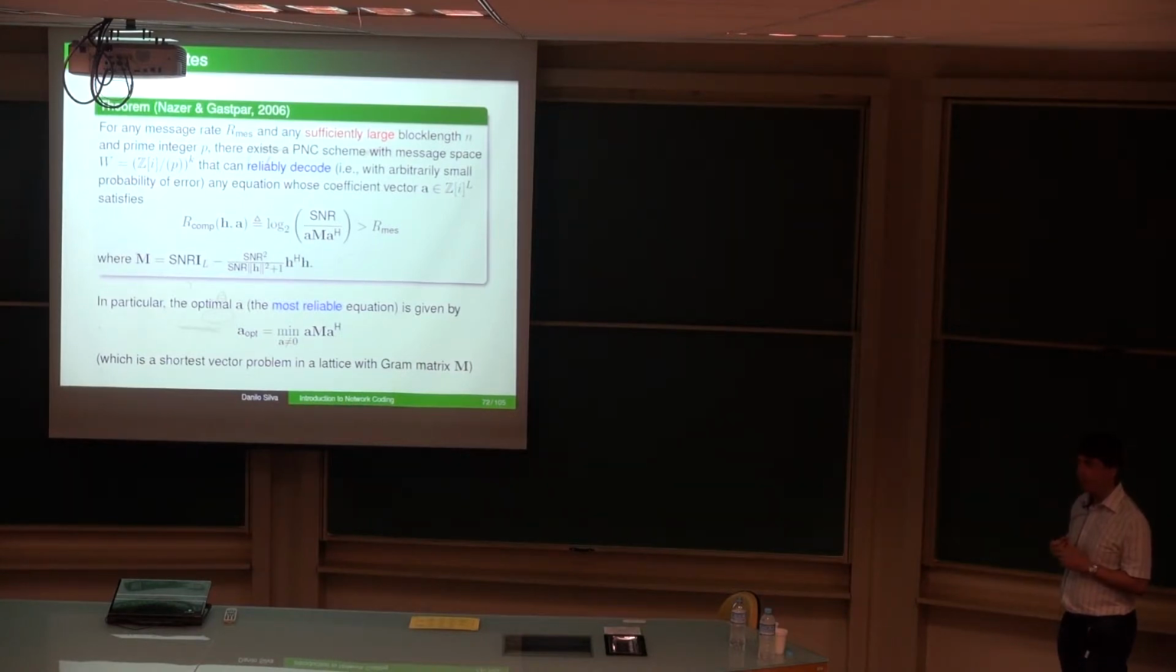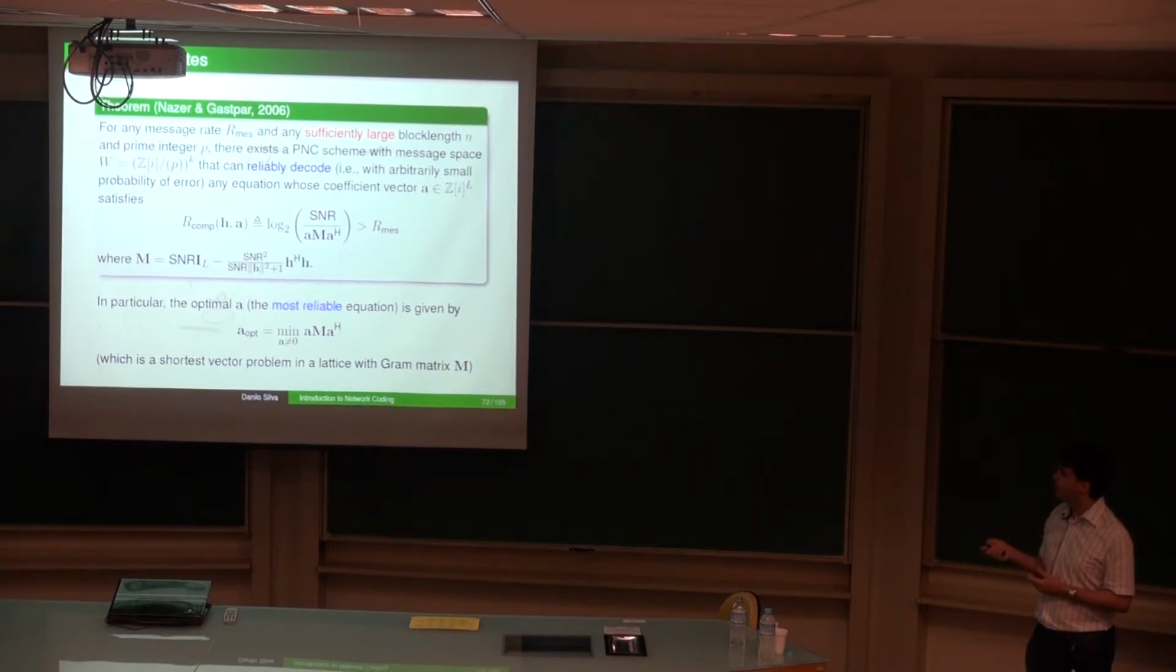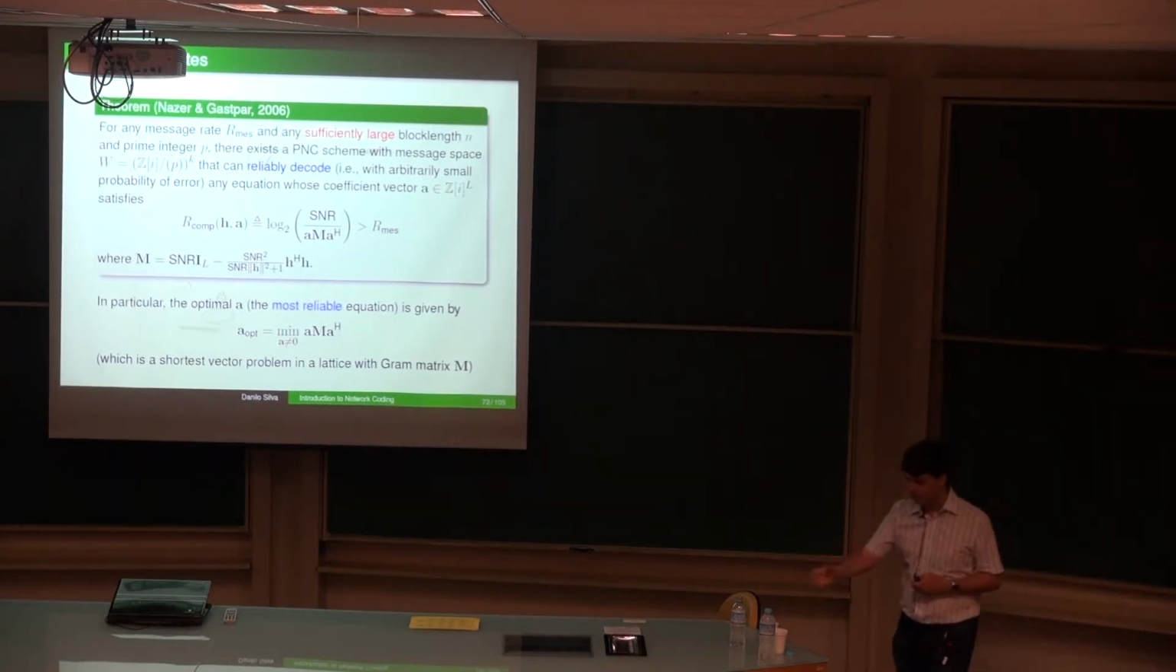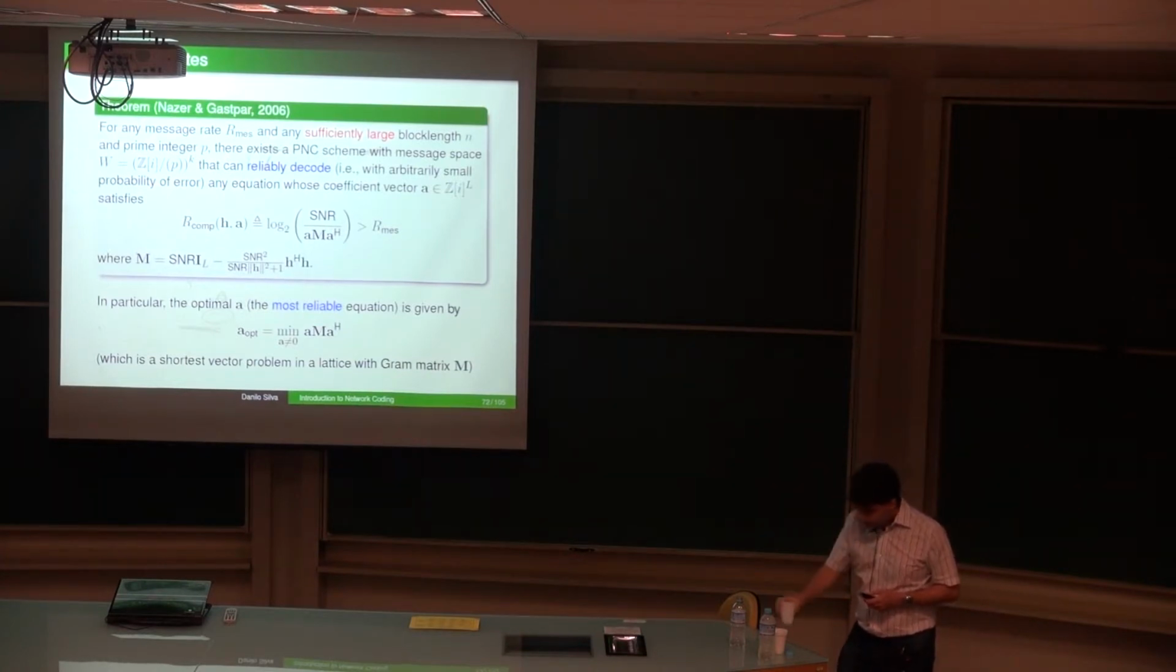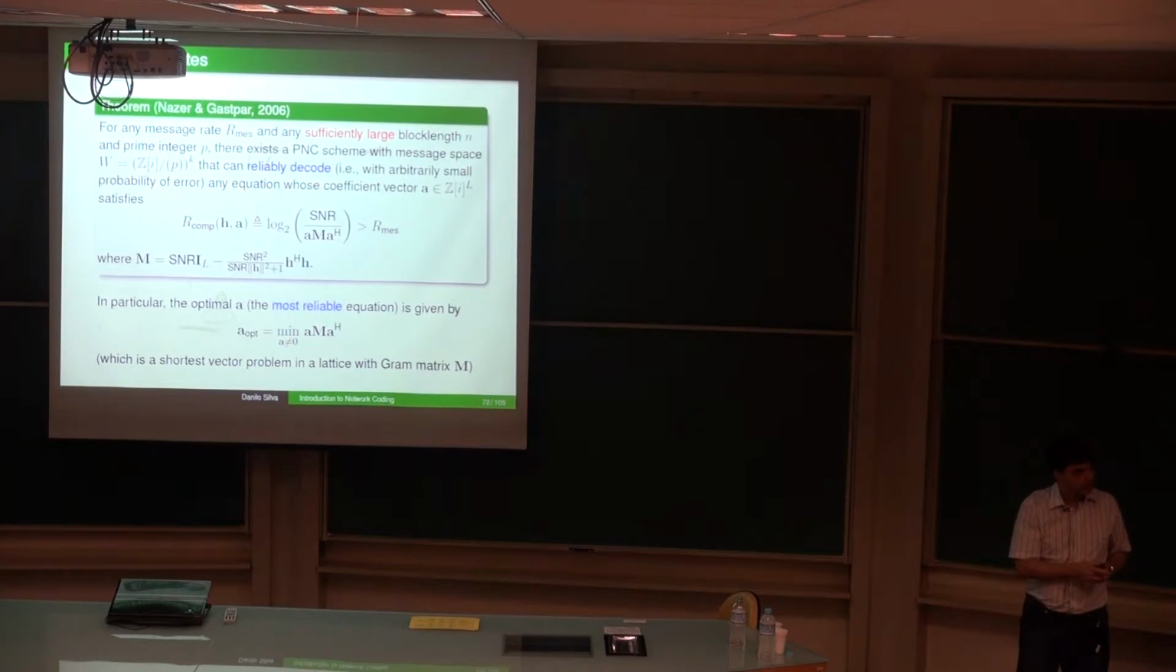Question? Then we can see that this gives us a way to find the best coefficient vector based on the channel gain. We have to minimize this quantity here, and it is actually a shortest vector problem in a smaller lattice. Shortest is for the large problem? Sorry? The shortest is for the large problem. Yeah, but the dimension here is very small. It's just the number of users, right? So it's 2, 3, or 4. So this is doable, and there are good approximations.